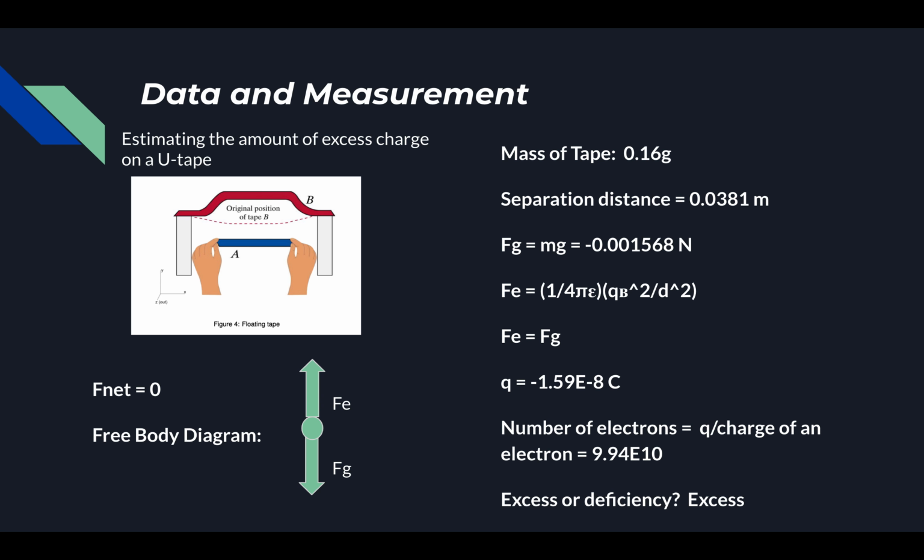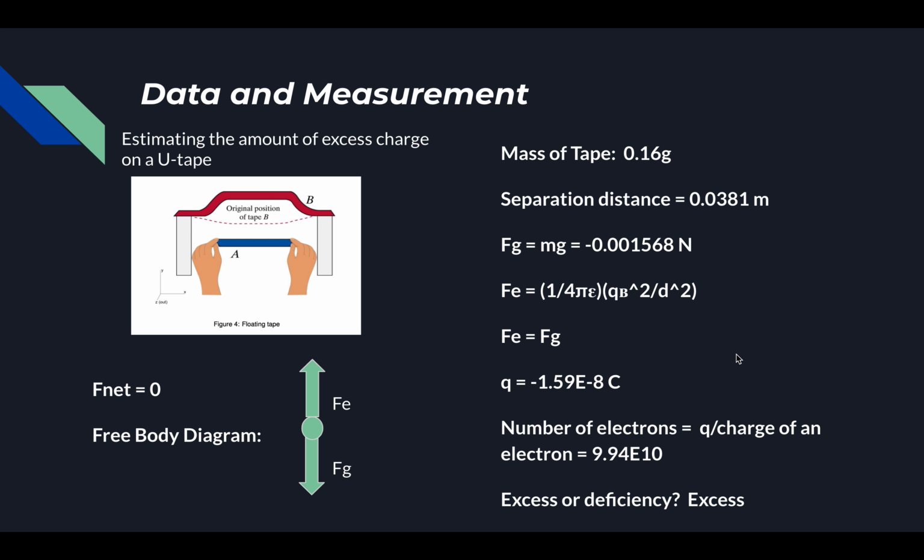In the next part of my experiment, I was actually able to float a piece of tape over another piece of tape as seen in the diagram here. When A gets close to tape B, the electric force from tape A actually acts on B, and that's what causes it to be lifted up. And then in this case, the net force is 0, so the electric force equals the gravitational force. You can see that in my free body diagram as well.